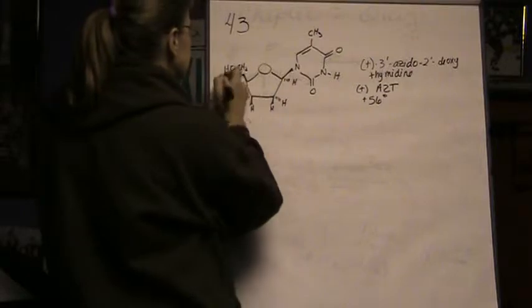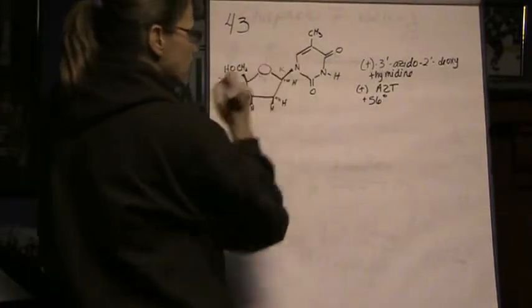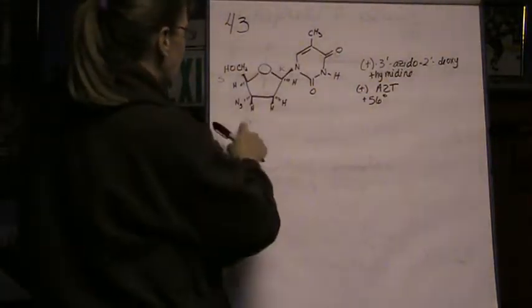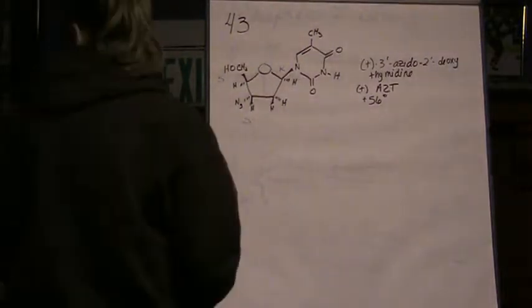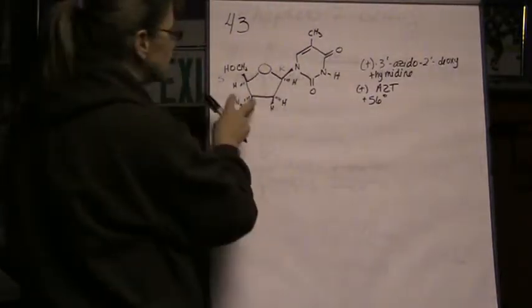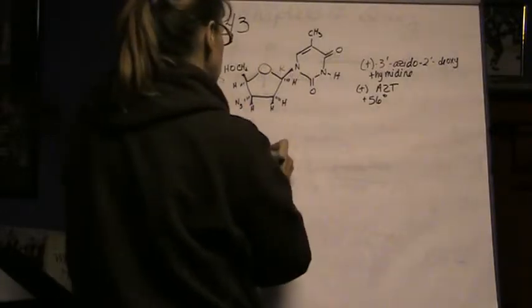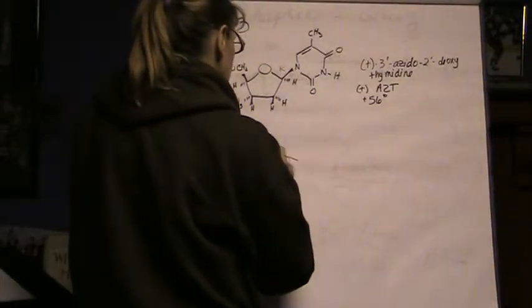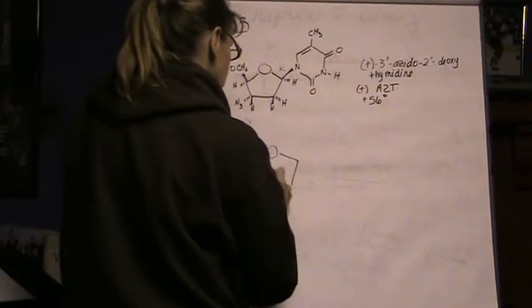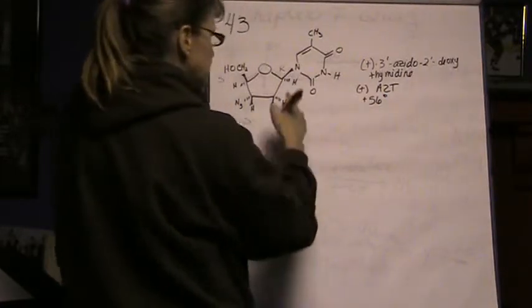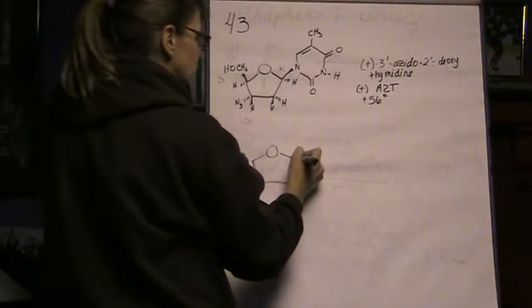This is S, S, and R, and we need to switch it to be R, R, S. So all we need to do is switch each of these to get that. So I'm going to draw it in the same fashion, just like we always do, and switch the dash and the wedge.